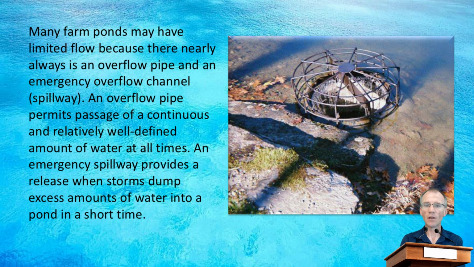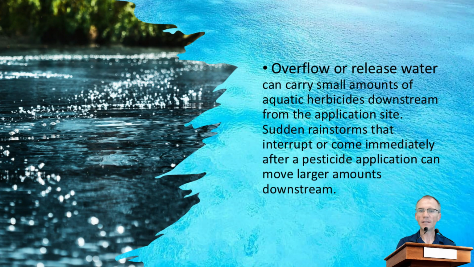and an emergency overflow channel or spillway. An overflow pipe permits passage of a continuous and relatively well-defined amount of water at all times. An emergency spillway provides a release when storms dump excess amounts of water into a pond in a short time. Overflow or release water can carry small amounts of aquatic herbicides downstream from the application site.